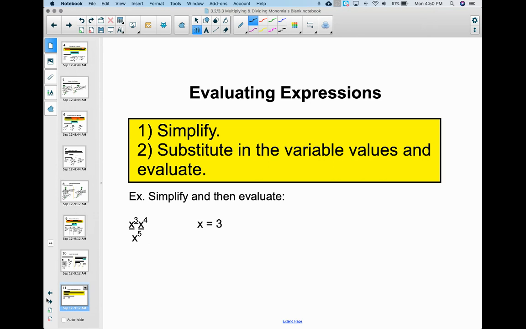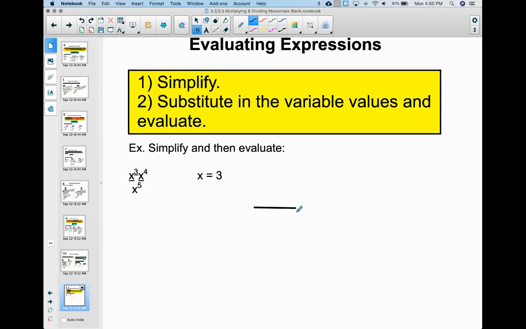So let's evaluate these expressions. Okay, first it asks us to simplify, then substitute in the variable for which the value is given. All right, so we have x cubed times x to the power of 4 divided by x to the power of 5.